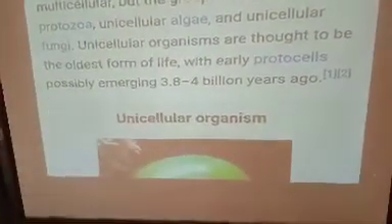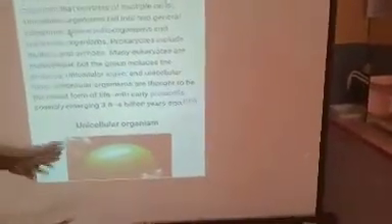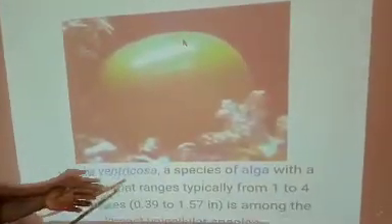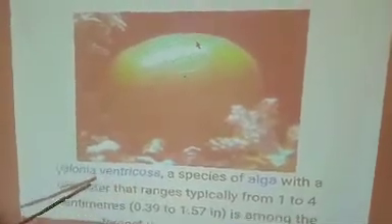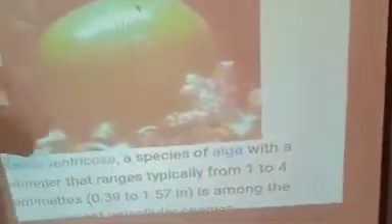Now let's look at our unicellular organisms. Look at the picture you have there. From this point, you are able to look at it very well. What do you have? That's Amoeba and Chlamydomonas. Then you have Valonia ventricosa. Valonia ventricosa here is a species of alga. Look at the word they use here: alga, meaning singular. If you add an E to this, it becomes algae, the plural form.